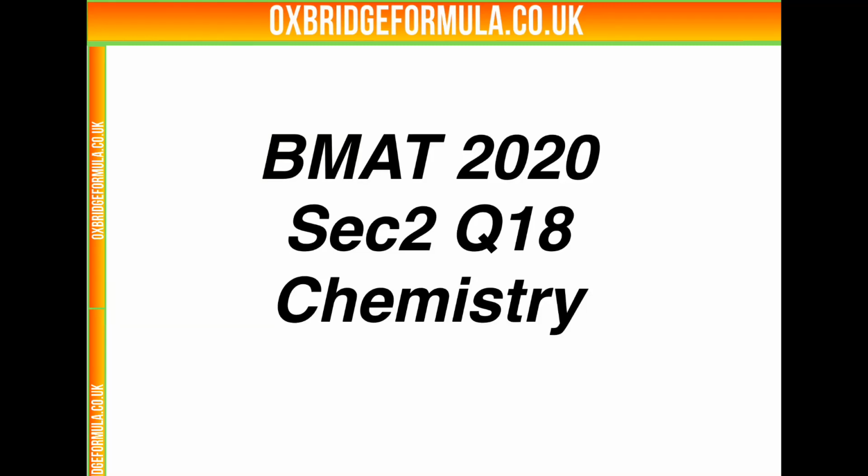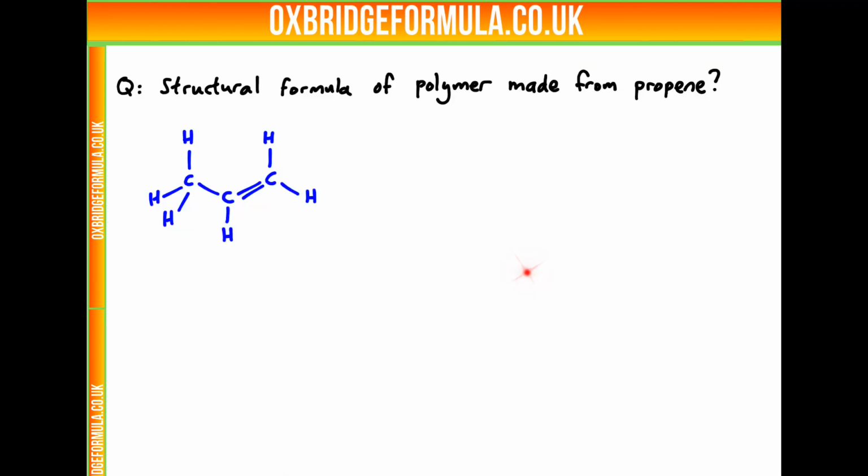This is question 18 on chemistry from section 2 of the 2020 BMAT. So we're given a picture of propene, which is an alkene, and we're asked to give the structural formula of the polymer that results from polymerization of this propene.